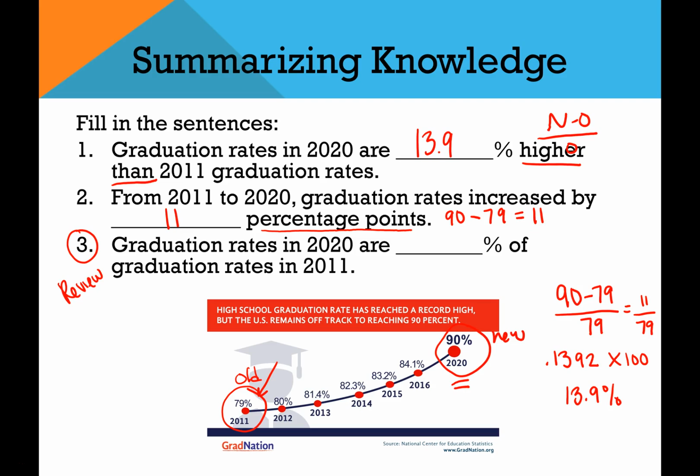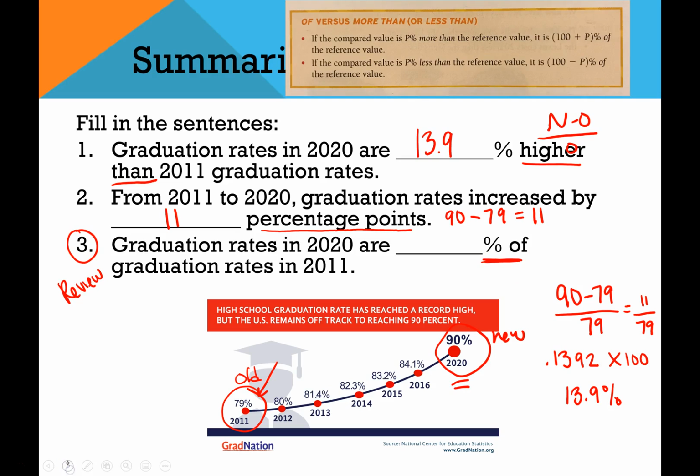All right, now let's talk about number 3, which is review. Remember, when we're talking about percent of, we have the following formula. Okay, take a look at this. This should be just a reminder from our last lesson. So graduation rates in 2020 are what percent of graduation rates in 2011?